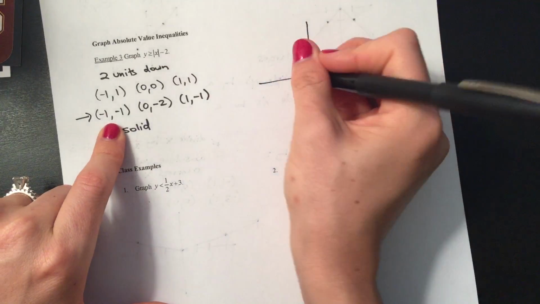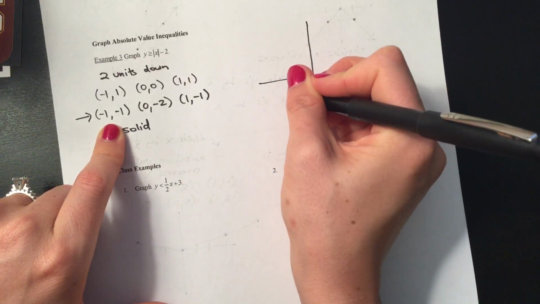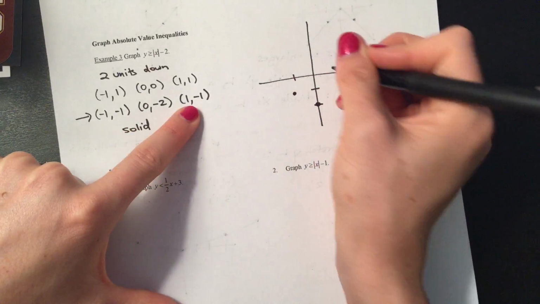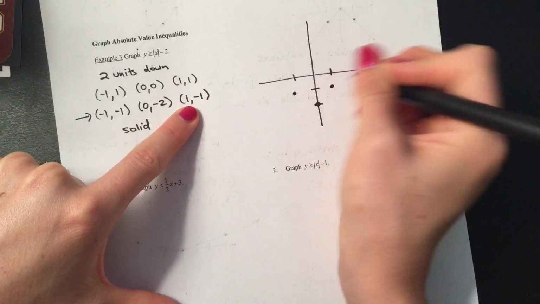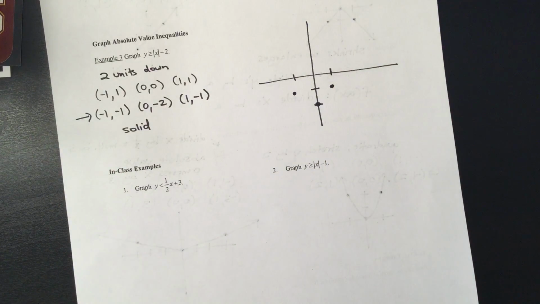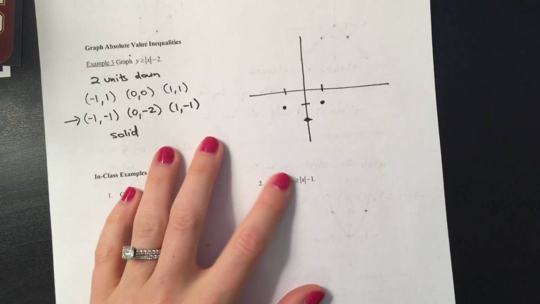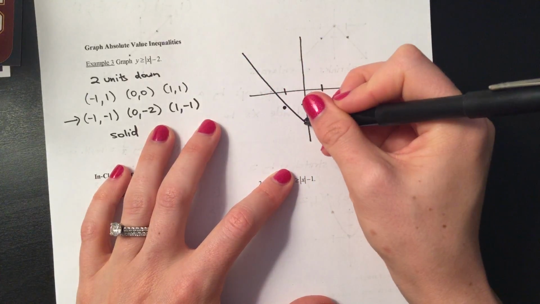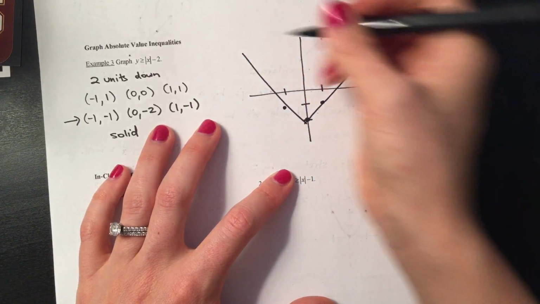All right, so let's graph. So plot these 3 points. So we've got -1, -1, 0, -2, 1, -1, so right there. And it's going to be solid, and it's absolute value, so make sure you know how you're graphing it. So it's that V-shaped curve, so it comes in like that. Try to actually hit your points.